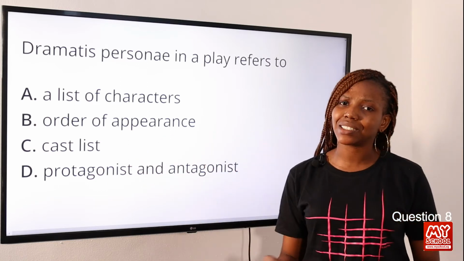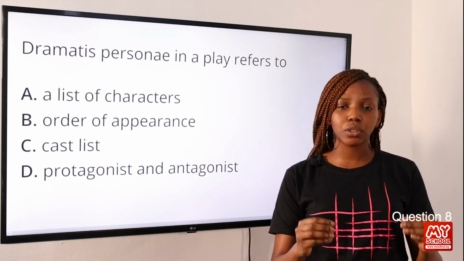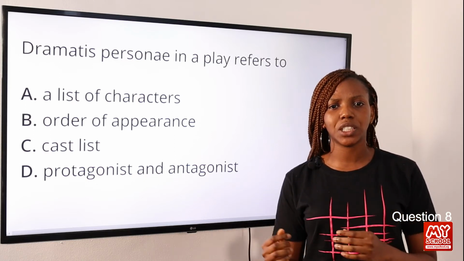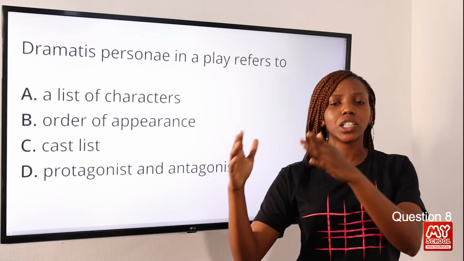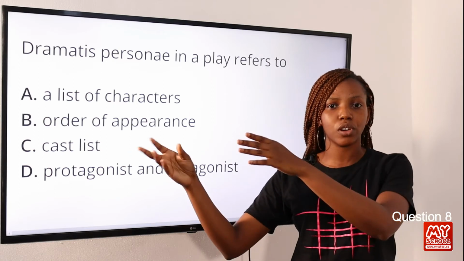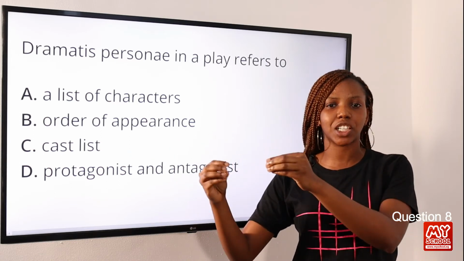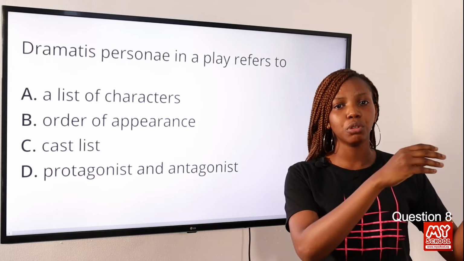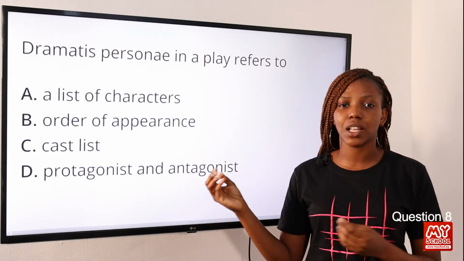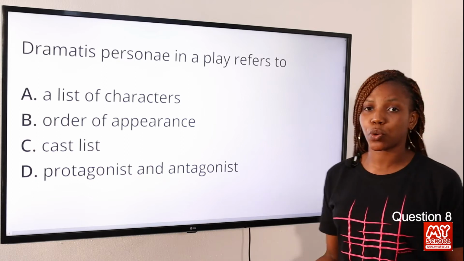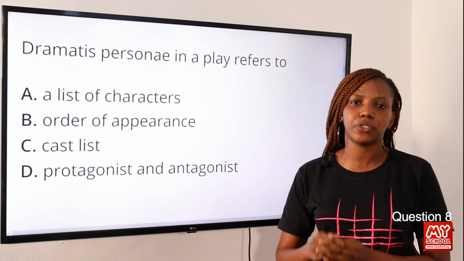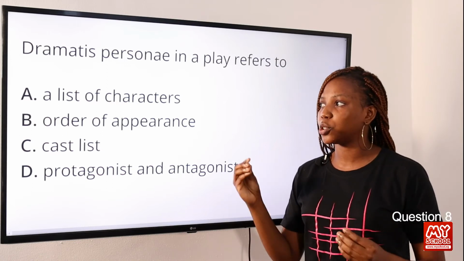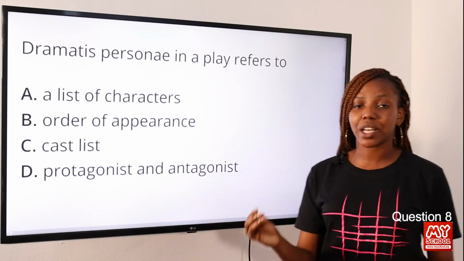But then cast list is quite different. Although it contains the list of characters, it does so in a different way. For cast list you have something like Queen Ngozi, but then in the other column you have maybe Patience or Zoko, the name of the actor or actress performing that particular role. So that's the difference between dramatis personae and cast list. So the answer to this question is option A, a list of characters, since cast list is different from dramatis personae. So option A, a list of characters, is the best answer to this question.